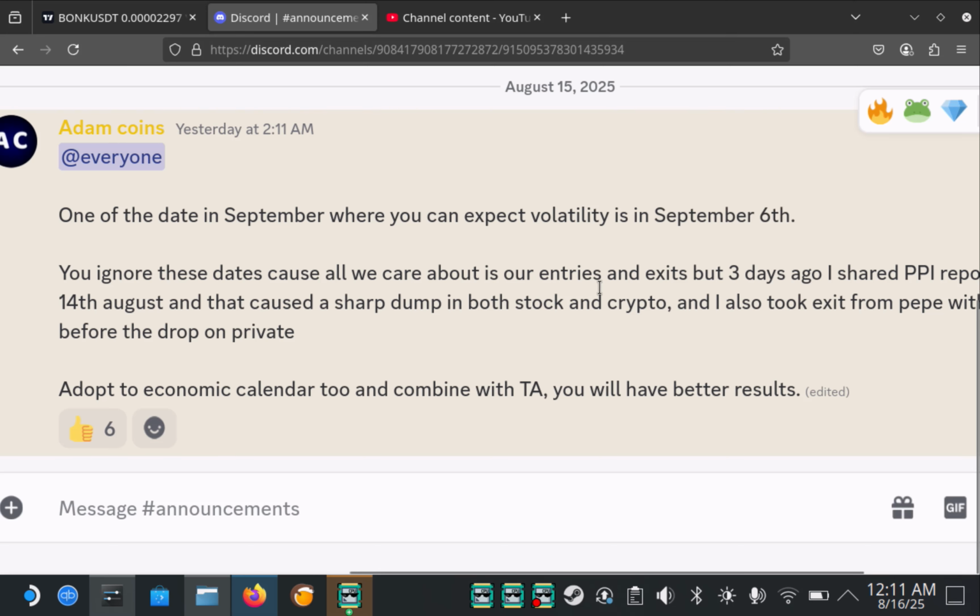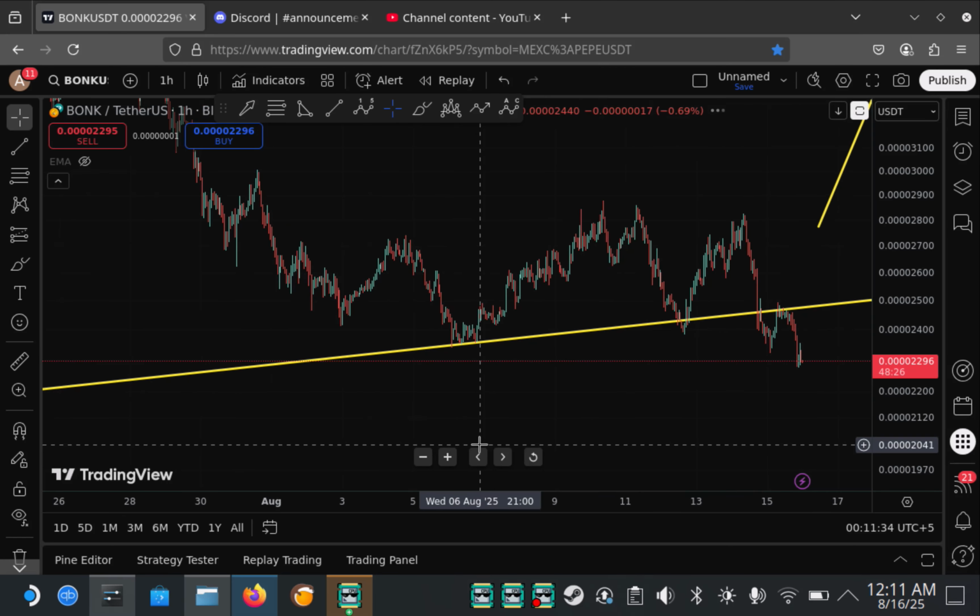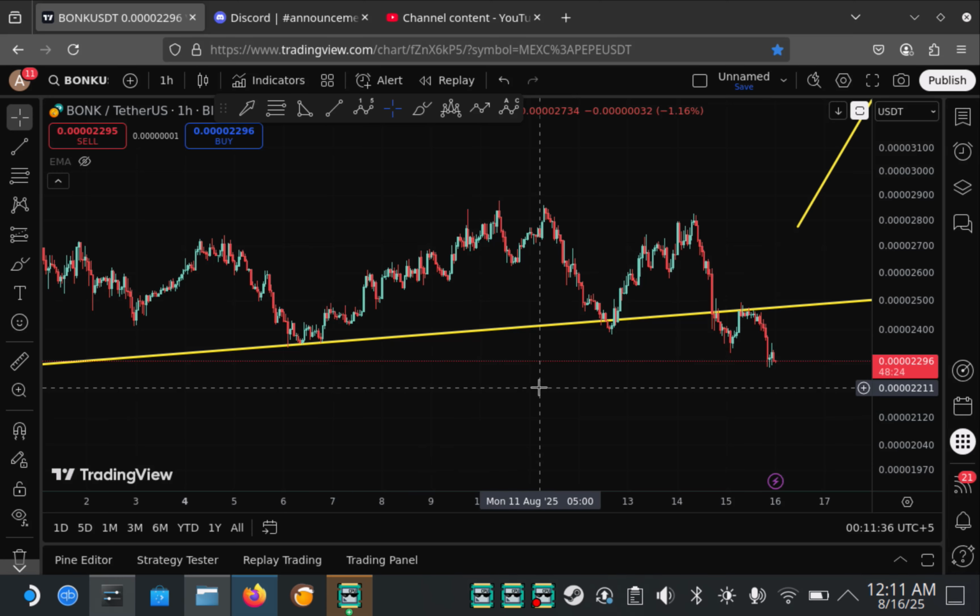I've actually given you 12th of August, which is going to be important. 14th of August is going to be very, very important, and we saw a dump happen in stock and crypto on the 14th of August. So I'm giving you economic calendar events so that you can, before anyone else, know, Adam Coins is trying to report to you that, okay, these are the dates when we will have volatility in the market, and we're actually seeing a lot of volatility.